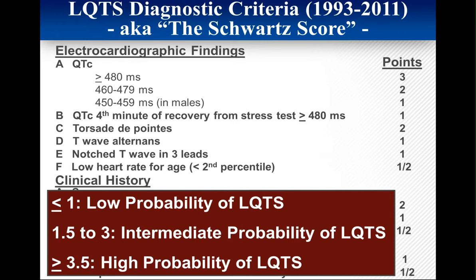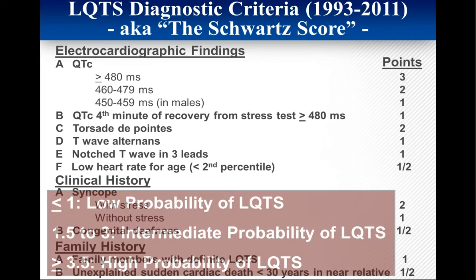By the end of this hour, I want to make sure that everybody recalibrates themselves that when we say Schwartz score equal to 2, intermediate probability, we're really talking about a 10% probability of having long QT syndrome. So the vast majority of patients who have an intermediate probability score by this criterion do not have long QT syndrome.